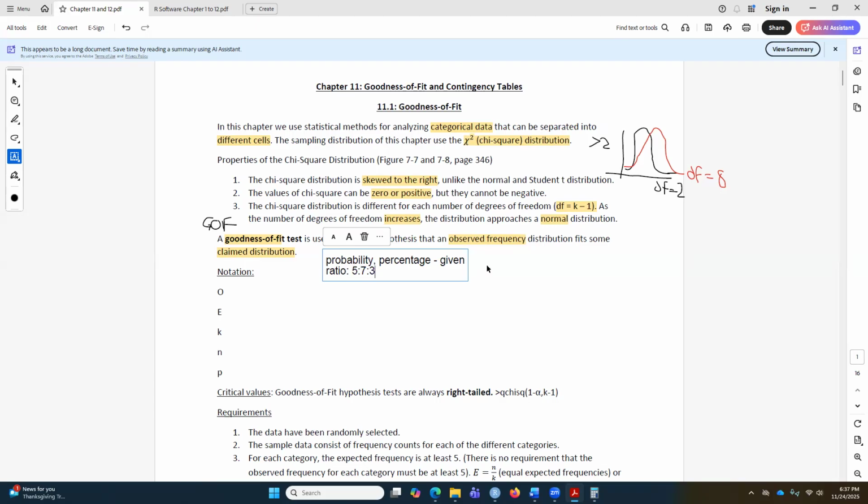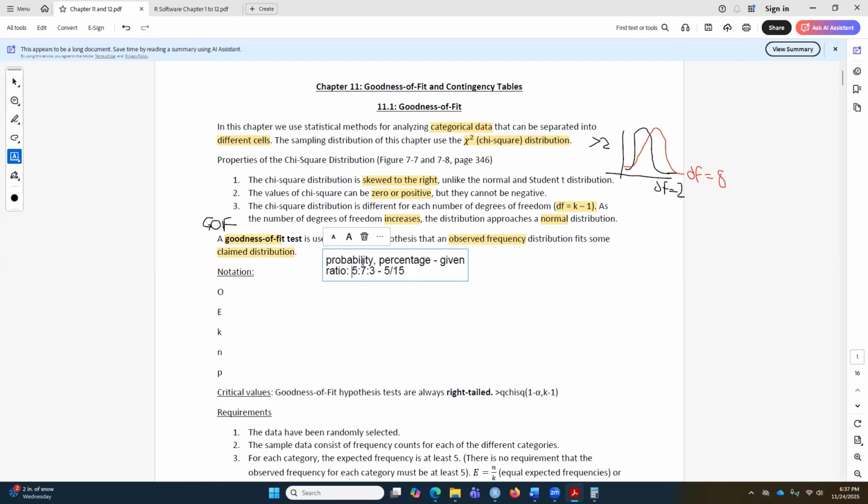Let's say you've got 3 groups and the ratio between these 3 groups is 5 to 7 to 3. That means the first group has 5 out of 15. So if they give you a ratio, you can change this into a percentage or probability. This will be 5 out of 15. I'm going to teach you how to do this because the next few questions are asking you for the ratio. The 5 came from the 5 that you see in the ratio here for the first group.